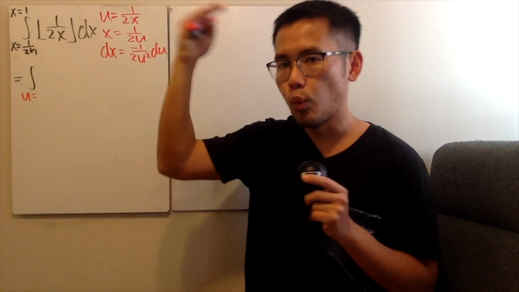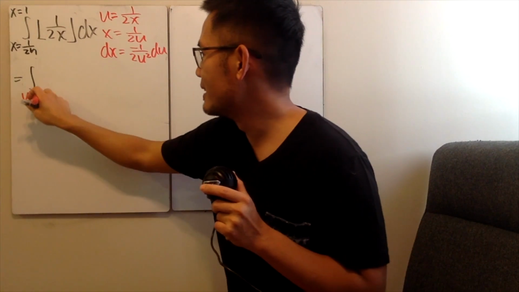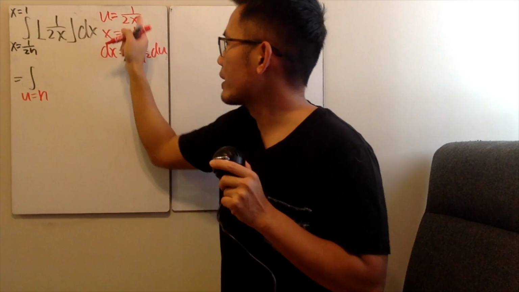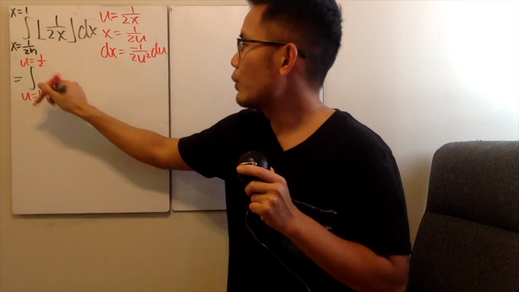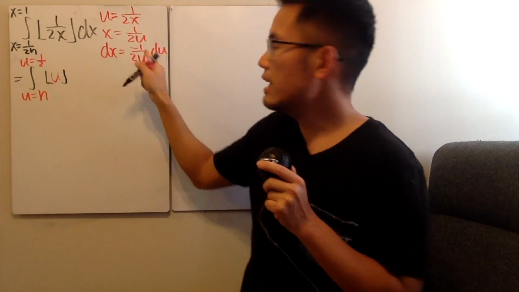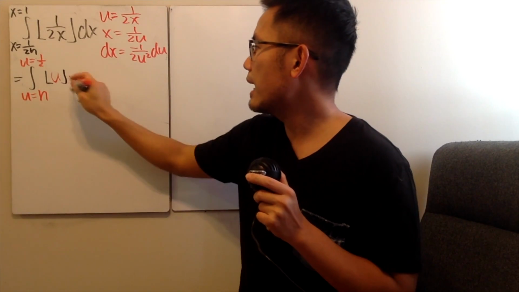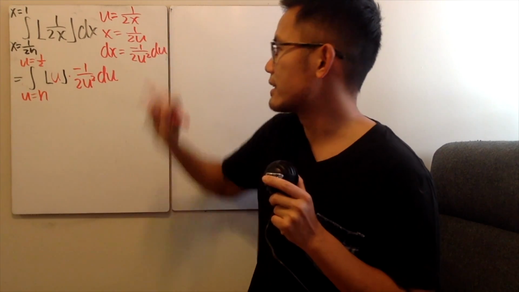So that will give us 1 over n, which is just an n by itself. Then we put 1 right here, so of course that will be 1/2. And then here we will have the floor of u, and then the dx is precisely that, so we multiply by negative 1 over 2u squared du like this.